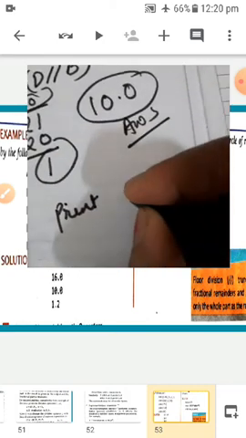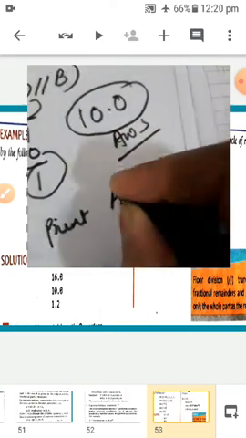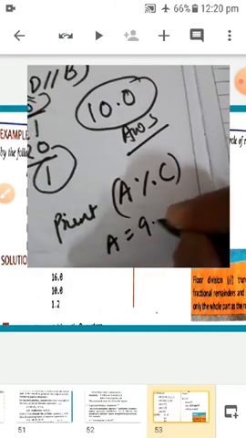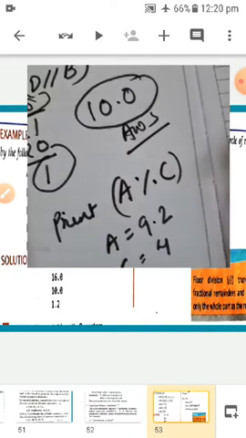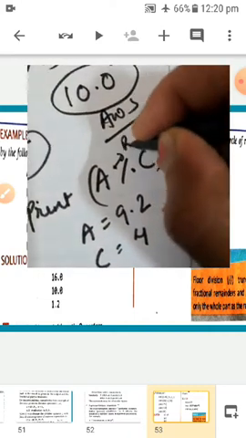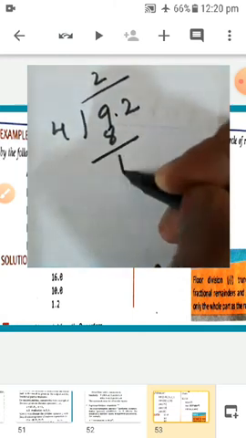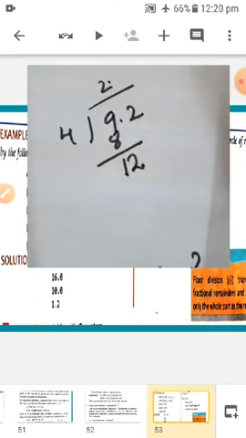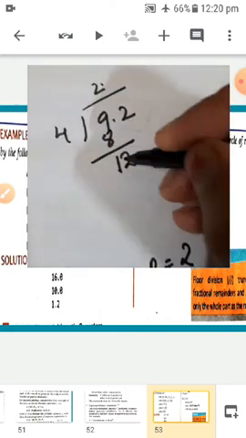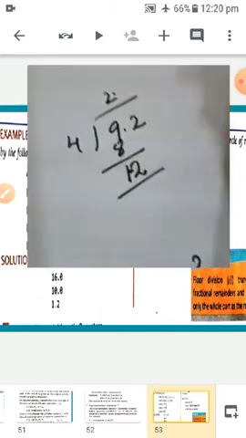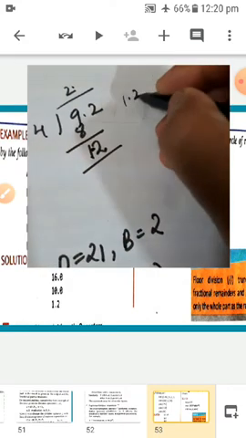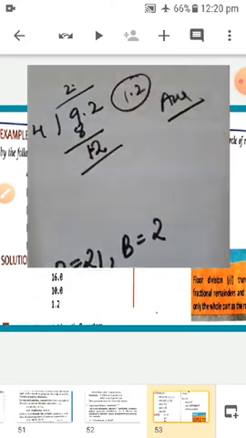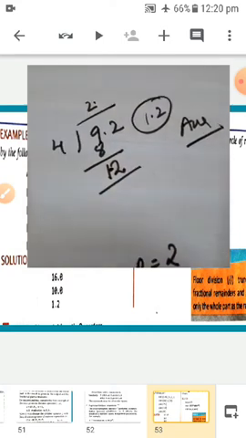Next is print A modulus C. Now what is A here? A is 9.2, C is 4. So here modulus deals with the remainder. Let's see how. 9.2 divided by 4, 4 twos are 8. You will get 1.2, okay, so 1.2 will be the remainder. We are not going to solve this more. So 1.2 will be your answer because modulus always deals with the remainder. Getting my point?